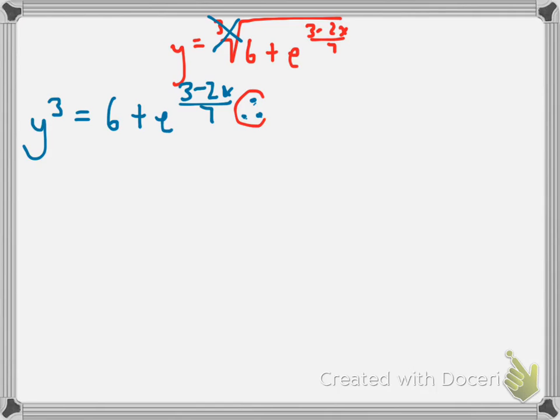By the way, these three dots mean therefore. It's like an arrow moving on to the next step. So I'm going to do the opposite of addition, which is going to be subtract 6 from both sides. Subtracting the 6 will cancel that out, and you'll be left with a positive, which I don't need to write, e raised to the 3 minus 2x over 7.